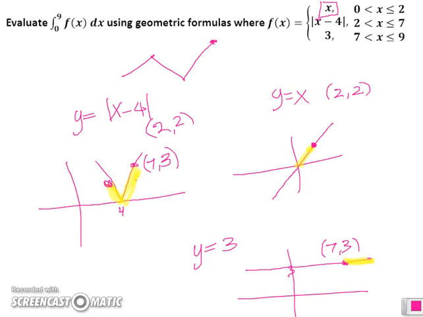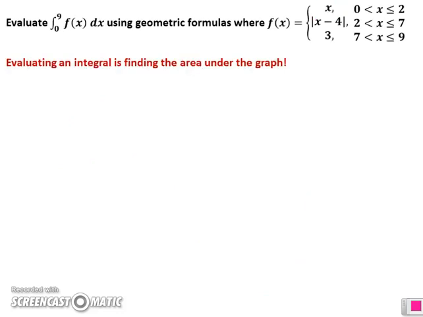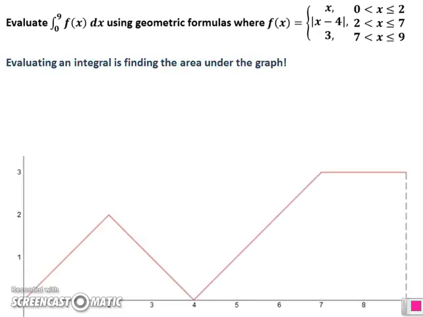Hopefully you're good at this by now. Here's a picture of this graph. Evaluating the integral is finding the area underneath of this. Here's our y equals x from 0 to 2. Here's our y equals absolute value of x minus 4 from 2 all the way to 7. And then here's y equals 3 right here from 7 to 9. Okay, so let's just find the area. Notice that it makes a triangle and a trapezoid.